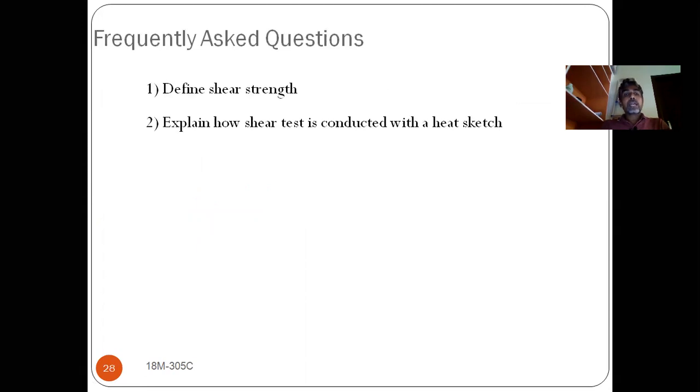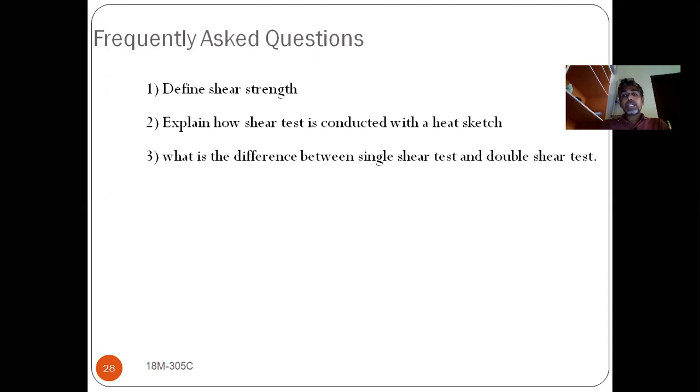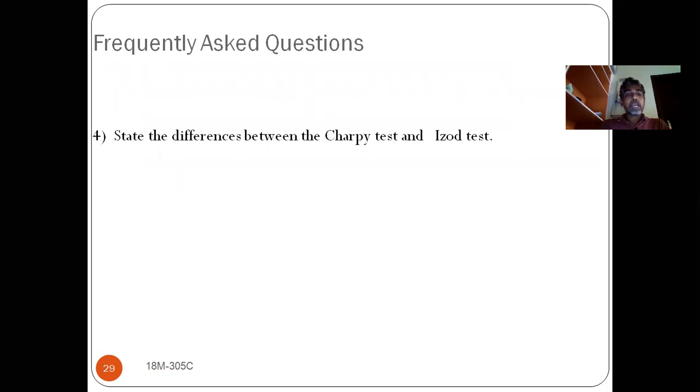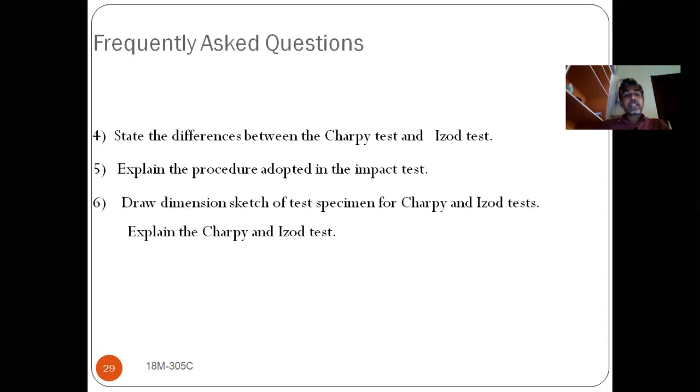Here are the frequently asked questions. What is meant by shear strength, and explain how shear test is conducted with a neat sketch. What is the difference between single shear and double shear test, and state the difference between Charpy and Izod test. Explain the procedure adopted in the impact test, and draw the dimension sketch of a test specimen for Charpy and Izod test, and explain the Charpy and Izod test.